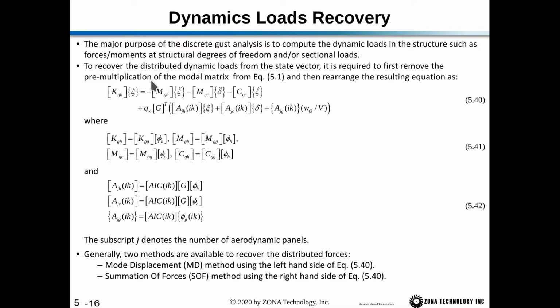The summation of forces method, we take the right-hand side. So we have c double dot, delta double dot, c dot, c delta, and our gust terms. We calculate all of this out, and that will give us our forces on the grids.